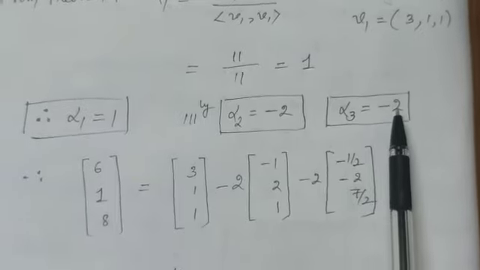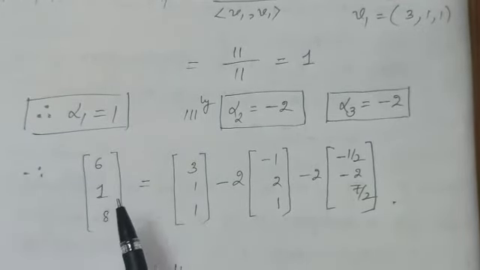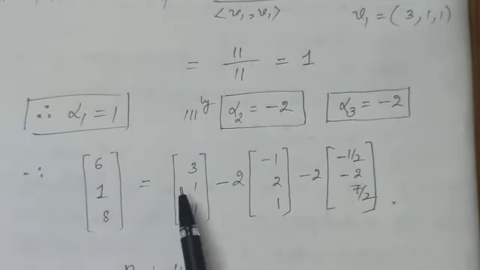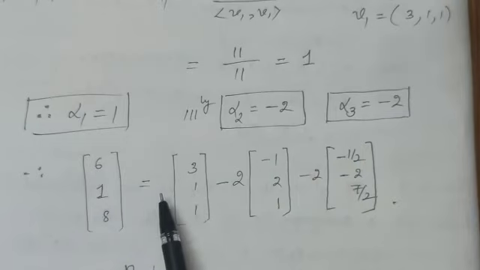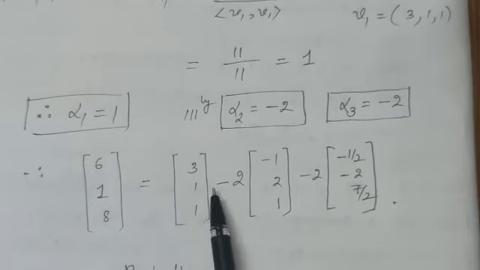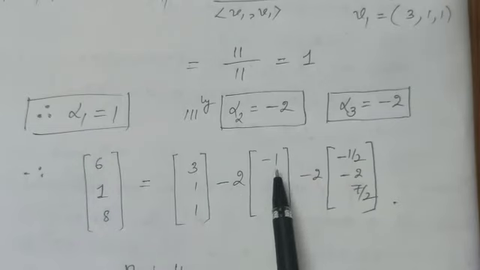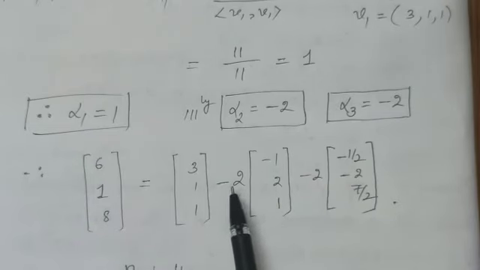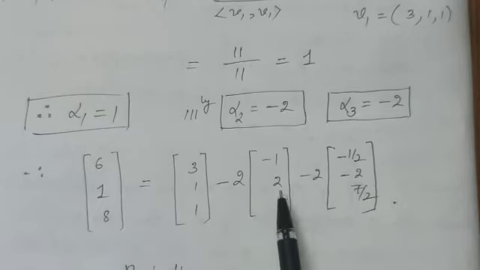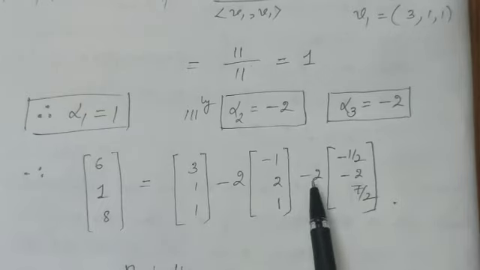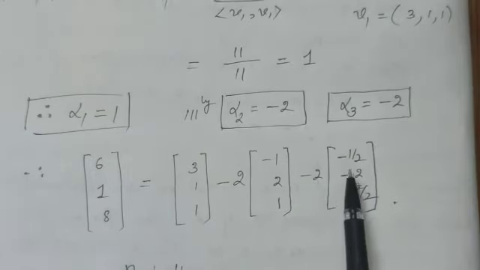So therefore the vector (6, 1, -8) can be written as alpha 1 into v1, where alpha 1 is the coefficient of v1, plus alpha 2 is minus 2, therefore minus 2 into (-1, 2, 1), this is v2, plus alpha 3 is minus 2, therefore minus 2 into the vector v3, (-1/2, -2, 7/2).